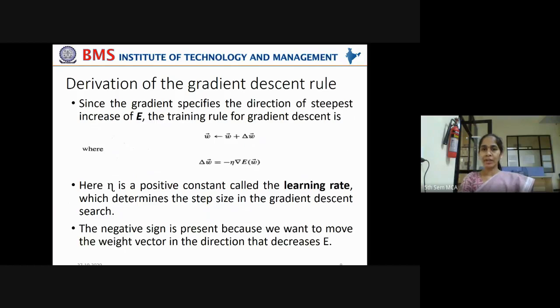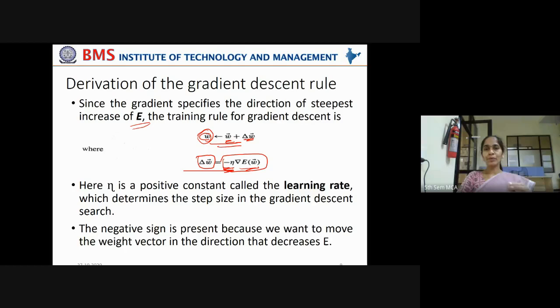Now, since the gradient specifies the direction of steepest increase of E, the training rule for gradient descent is, now if you take the perceptron training rule, you know that rule, right? The new weights are the old weights plus the change in the weights, where instead of plus you are now taking negative. Why? Because you are coming downwards, you are trying to reduce the weights in order to reduce the prediction error. That is why minus is given here. You know this formula, right? Minus learning rate multiplied by the gradient of the error. That will be your change in the weight values.